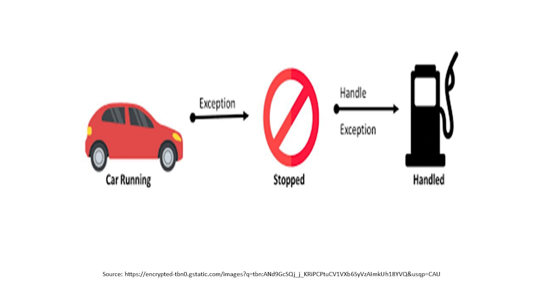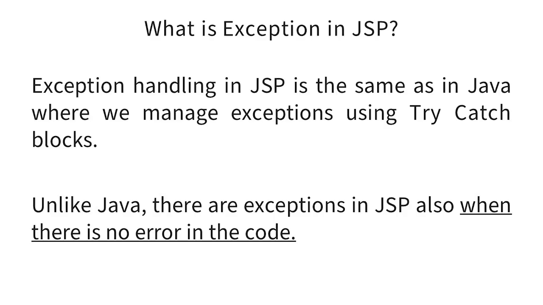So when the code is perfectly correct and there is no error in the code while the developer develops it, but when we run that code, many errors may occur at runtime. These runtime errors are called exceptions, and when we handle these exceptions, it is called exception handling. Exception handling in JSP is the same as in Java, where we manage exceptions using a try catch block. Try and catch block is important syntax used for handling the exception.